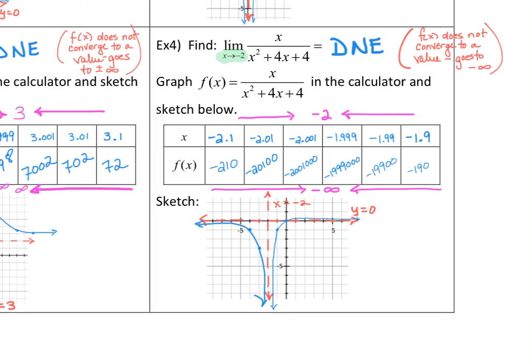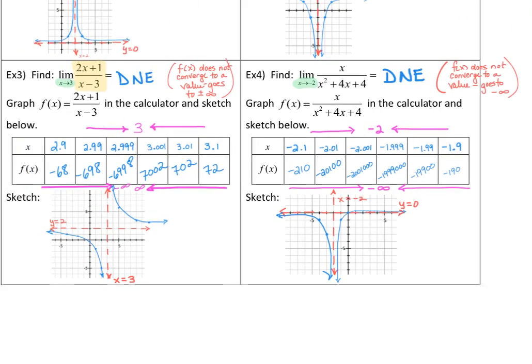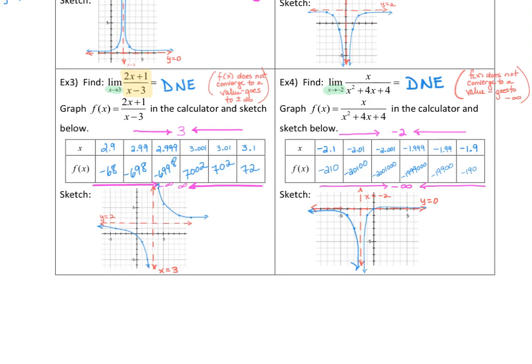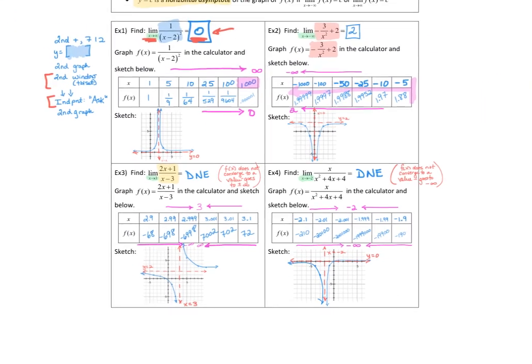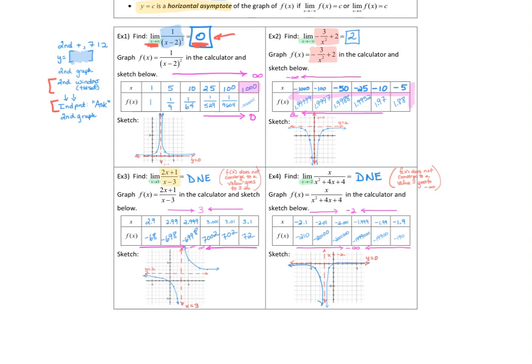So there's your answer for number 4. And again, that indicates a vertical asymptote. 3 and 4 are about vertical asymptotes, and 1 and 2 are about horizontal asymptotes.